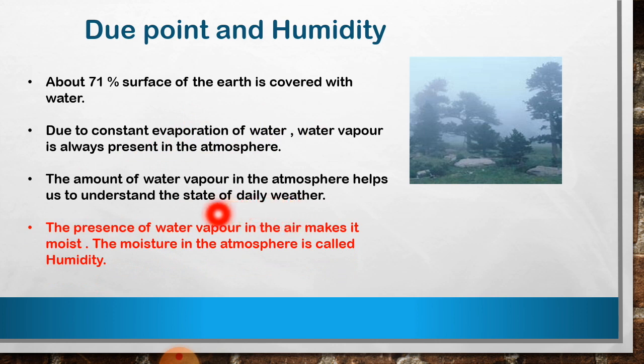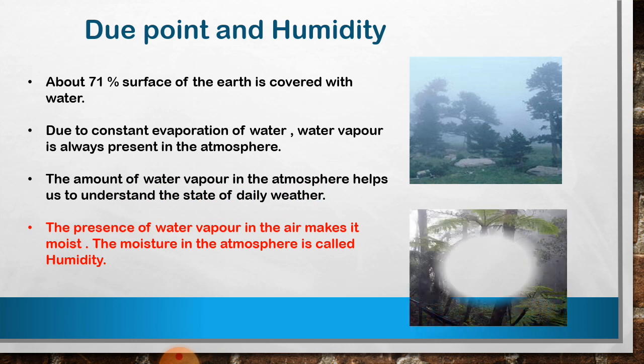Okay, whatever water vapor is there in the atmosphere, from that we will get to know the state of the daily weather. Like this, today we have cloudy weather, rainy weather, like that. So we'll get to know whether the weather is cloudy or clear. Okay, so the presence of water vapor in the air makes it moist.